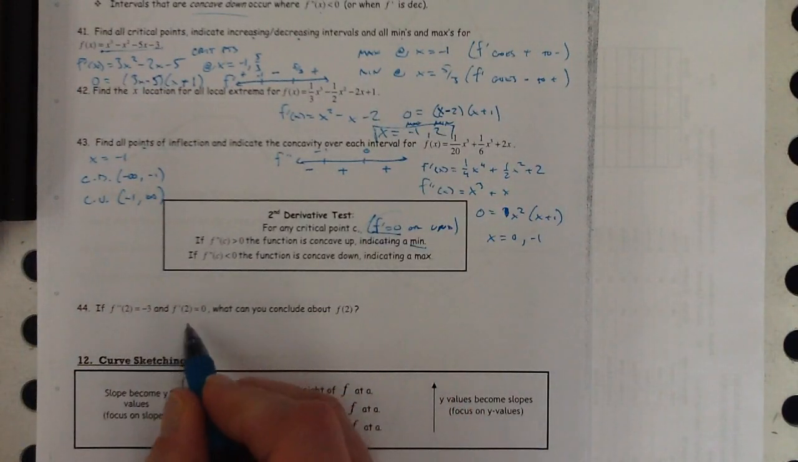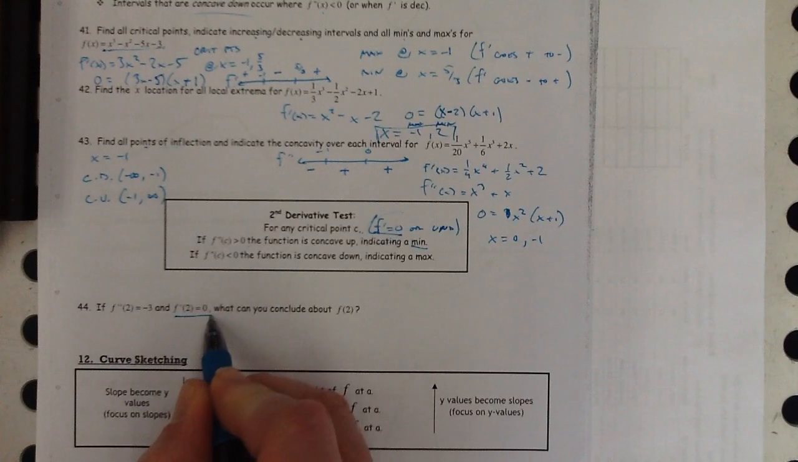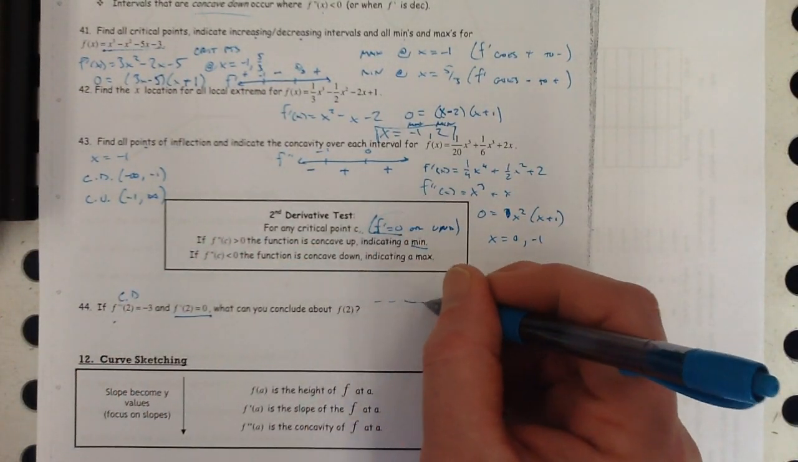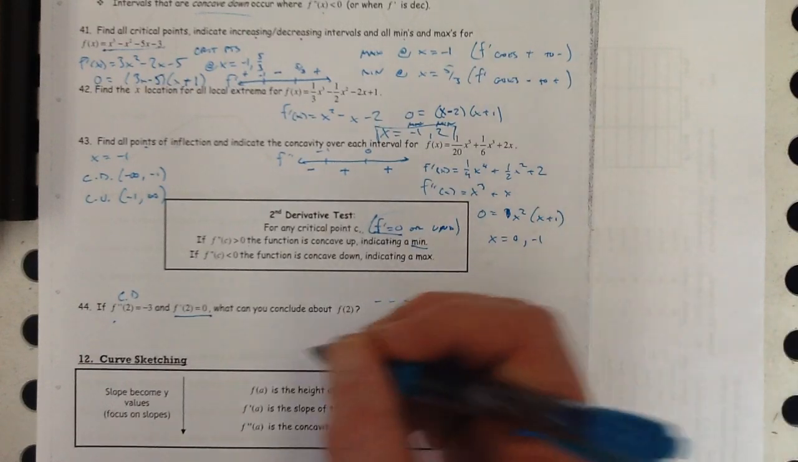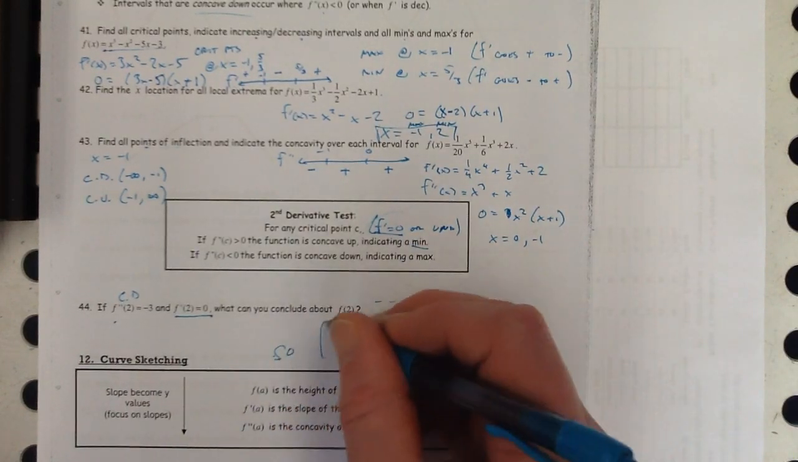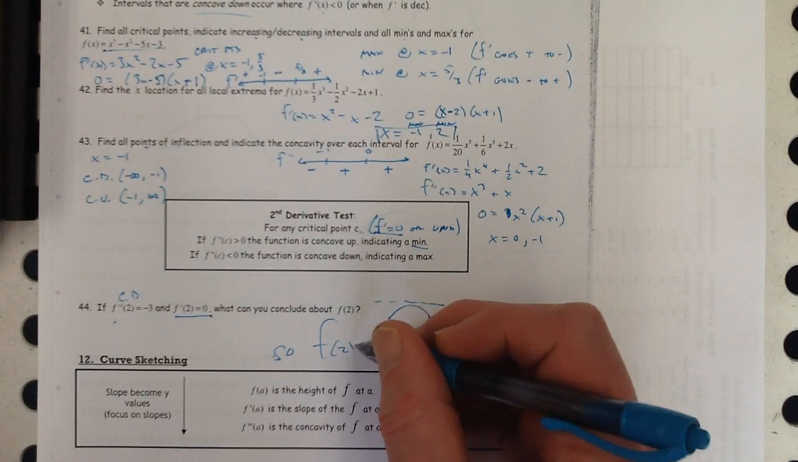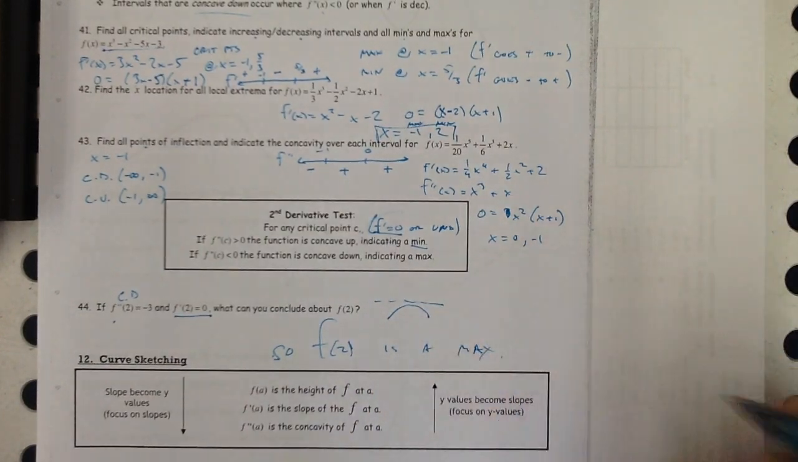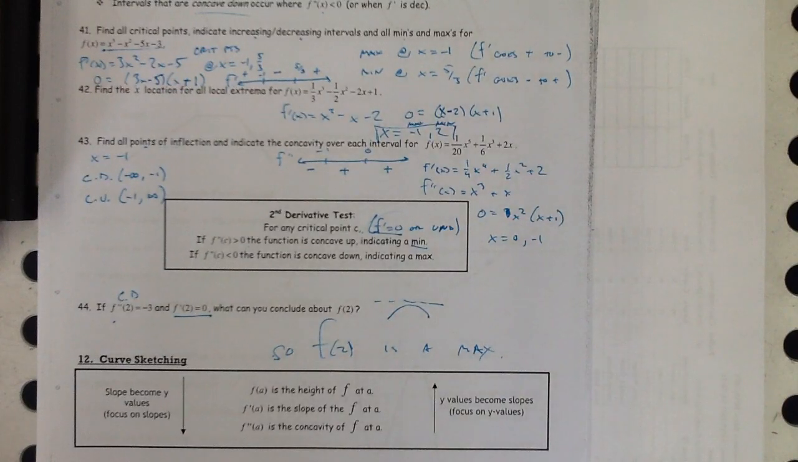So that means that here, the derivative is 0, and the function's concave down. So f of 2 is a maximum. All right.